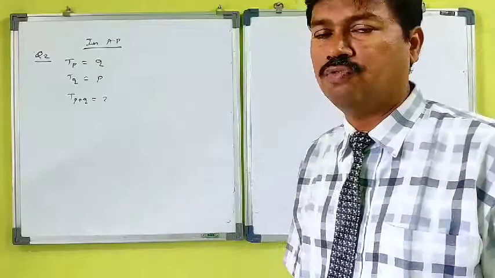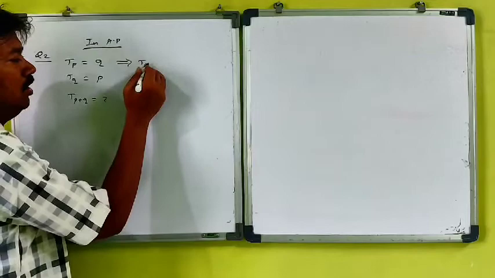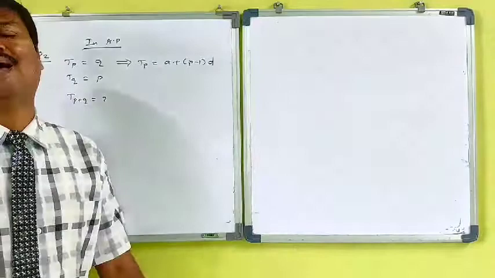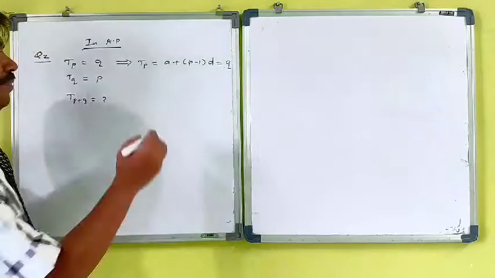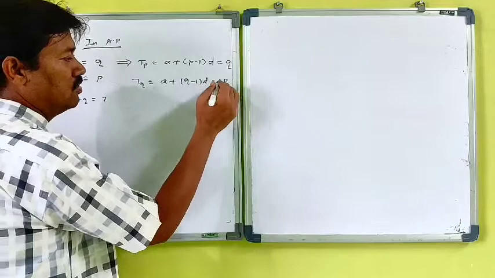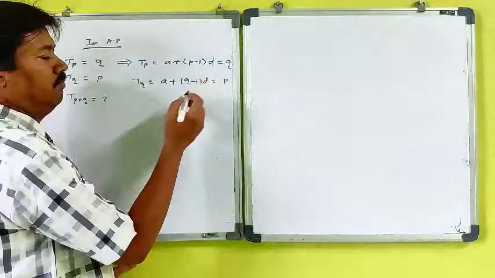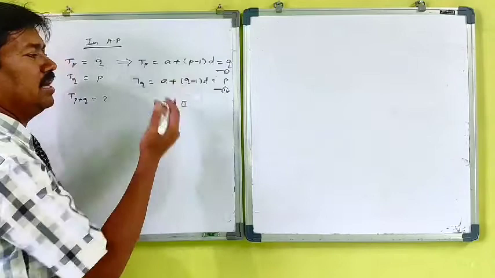Tn is always given by what? TP is A plus (P minus 1)D, where A is the first term, and this value is given as Q. Similarly, TQ is A plus (Q minus 1)D, and the value is given as P. Subtracting these two, that is subtracting 1 minus 2, A gets cancelled.